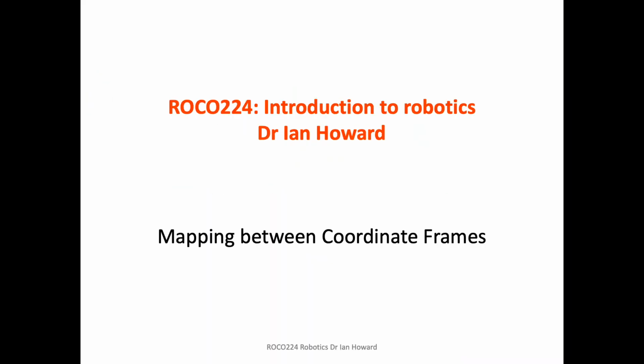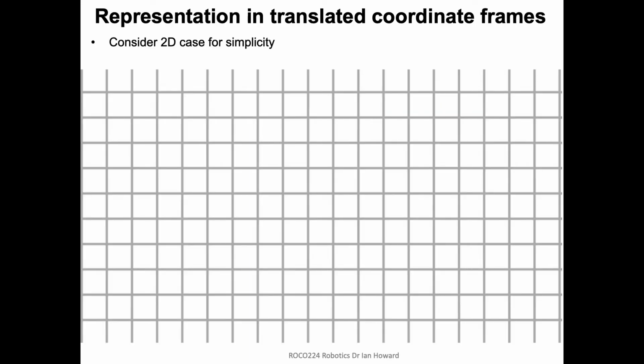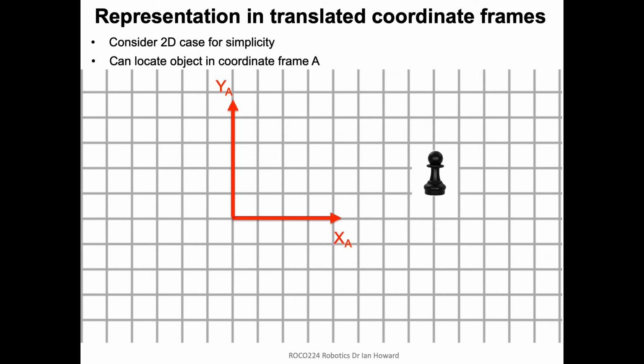Let's now consider mapping between different coordinate frames. We're going to stick to a two-dimensional world to keep things nice and simple. What we're interested in is how do we represent the position of something in one frame, and then on the basis of that information, how do we then represent it in the other frame? So let's consider this object, which is located somewhere in space, but it's going to be fixed all the time, so it's not moving anywhere.